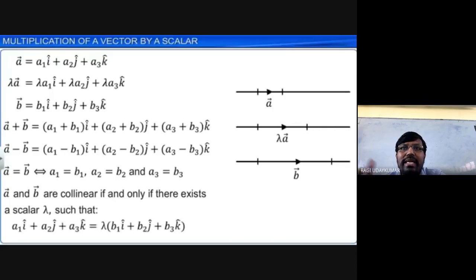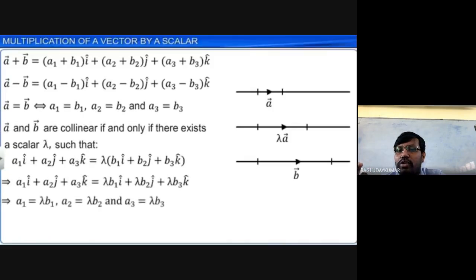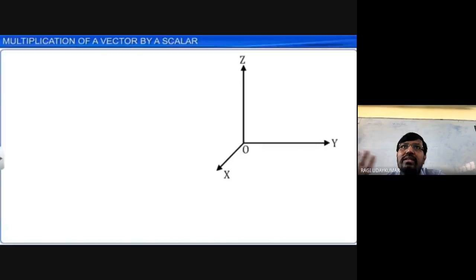That means the ratio of the corresponding components is the same. So a1 is equal to some multiple of b1, a2 is equal to some multiple of b2. As I already told you, if a1 by b1, a2 by b2, a3 by b3 is equal to some constant, then in that case we can call them collinear vectors. And p1 and p2 are two vectors.